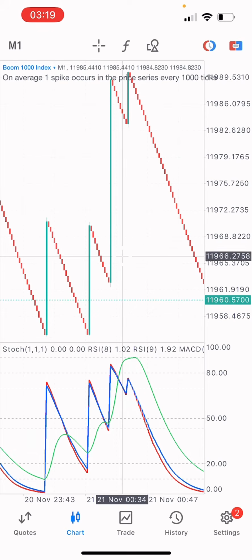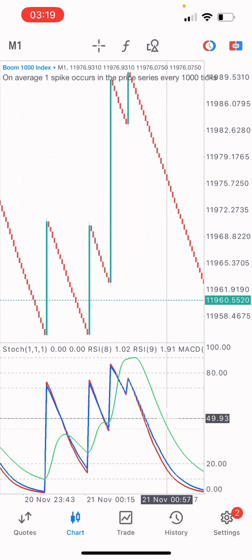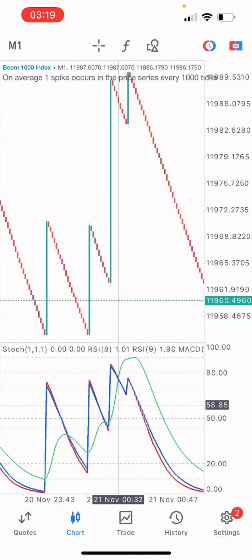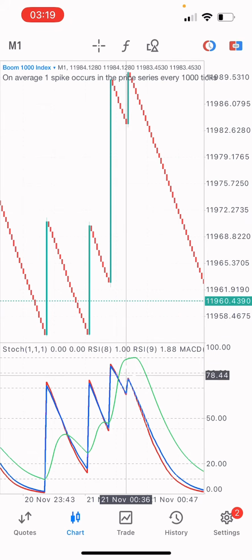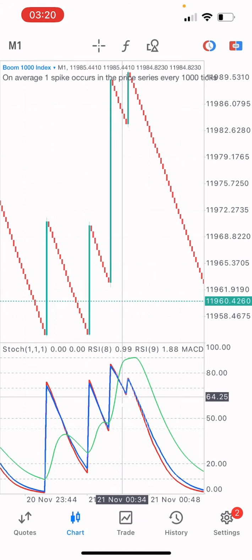And when should you close? We need to close whenever the green line reaches the 50 level. How about the blue and red lines? We have to make sure that the red line is below the blue line before you can sell. That's the only condition.